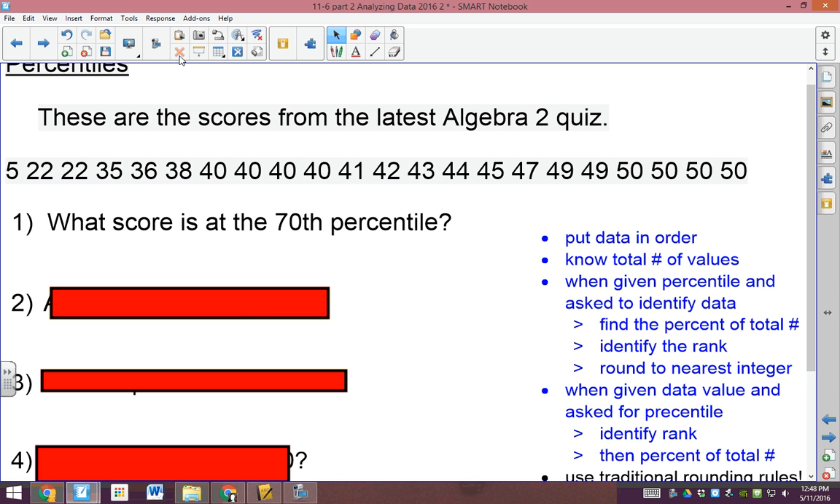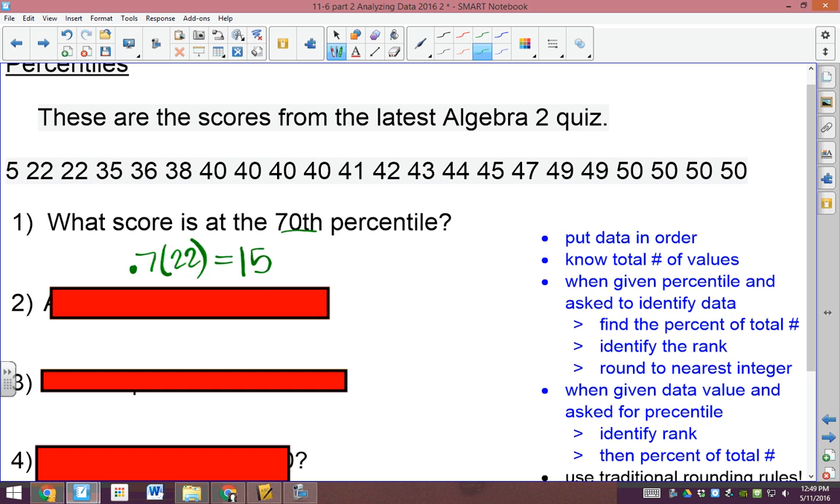All right, so first question says, what score is at the 70th percentile? First thing we need to do is take that 70 and turn it into a decimal, which would be 0.7 times 22. And why did you pick 22? Because that's how many things there are. So when you do that, you get about 15, rounded.